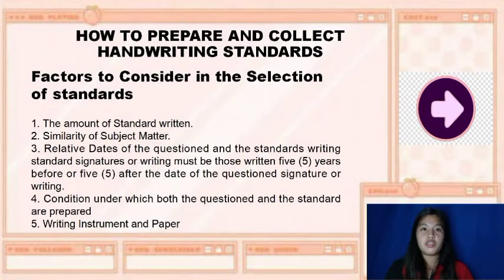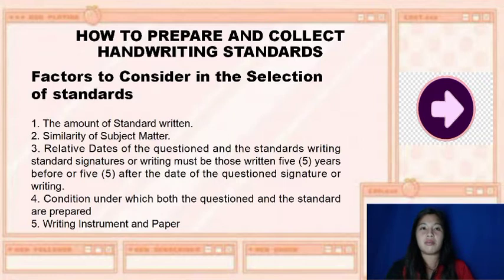So here are some procedures on how to prepare and collect handwriting standards. These are the factors to consider in the selection of standards. First is the amount of standard written. In signature, it is required to have 5 to 25 samples of signature. In writing, usually 4 or 5 pages of natural writing.